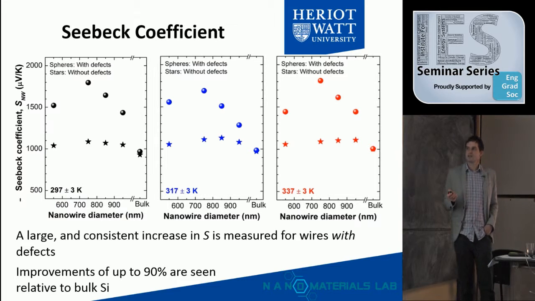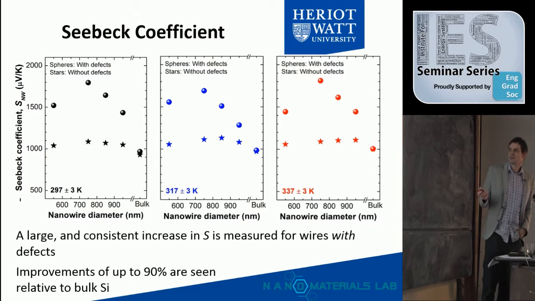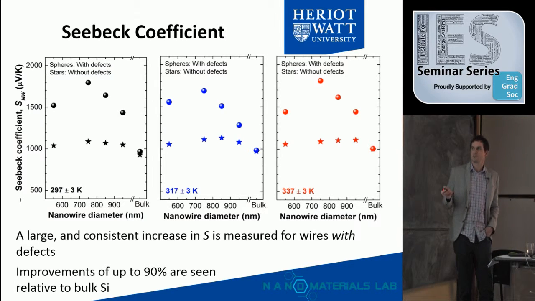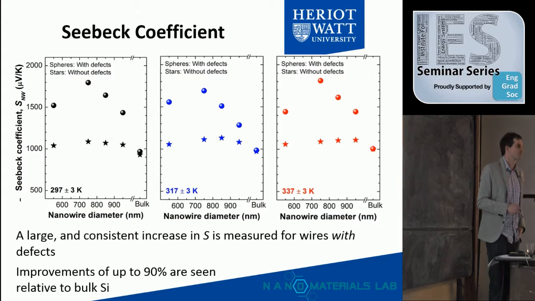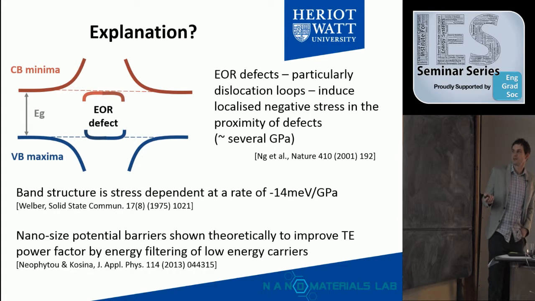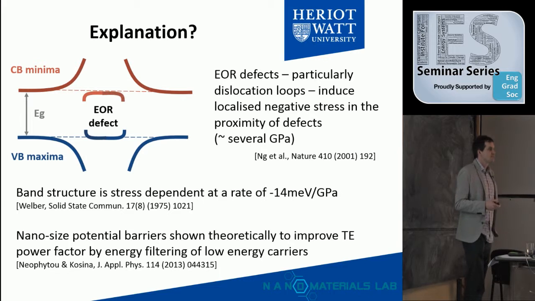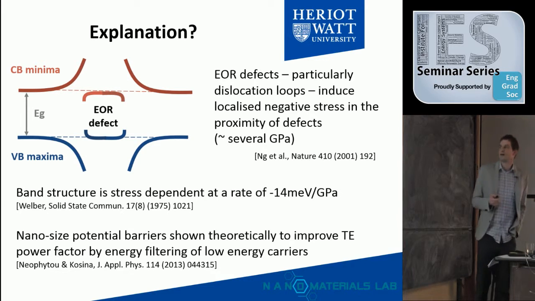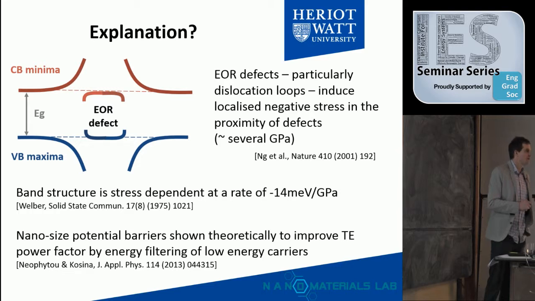And this was quite consistent over different temperatures, and we saw this increasing, at least initially, as we went from slightly bigger to slightly smaller nanowires. And then we saw this point, which we're still not sure about, but we certainly see some significant improvements here. So up to 90% is possible. We weren't really expecting this, we didn't predict this, but we had to look for an explanation.